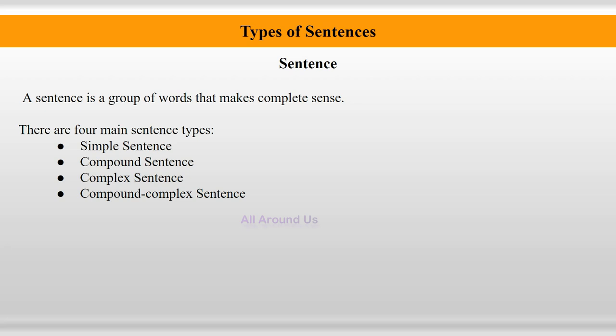Types of sentences. What is a sentence? A sentence is a group of words that makes complete sense. There are four main types of sentences: simple sentence, compound sentence, complex sentence, and compound-complex sentence.